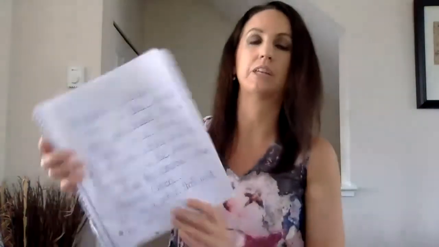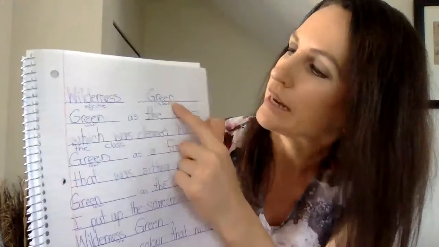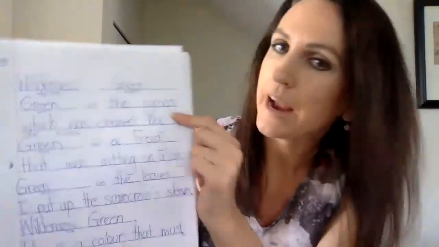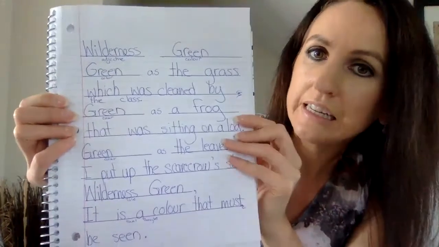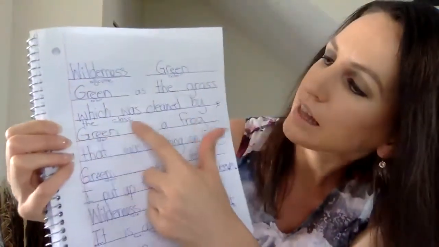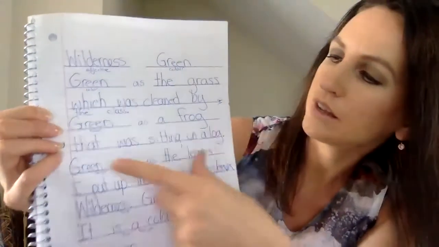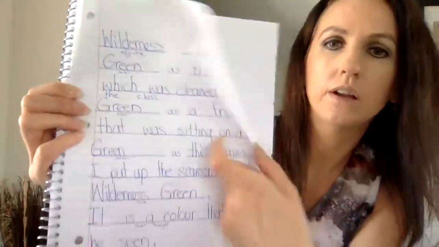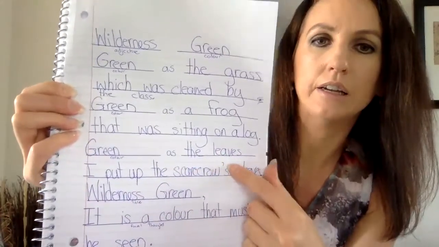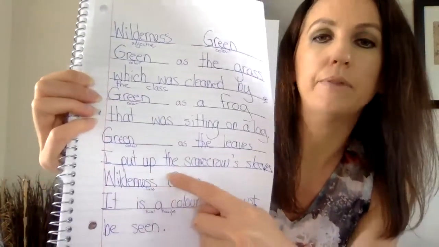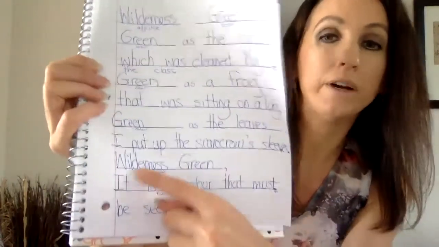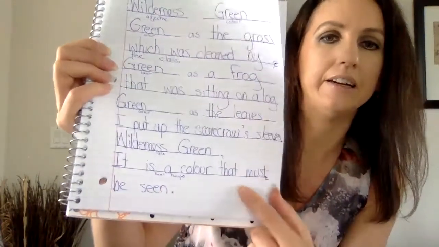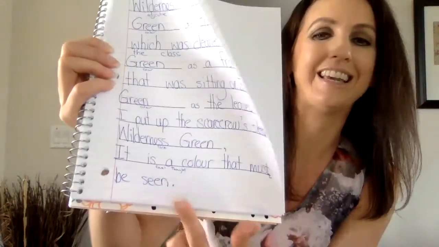I could end with a period or an exclamation mark. So I think I'll leave a period, but let's read through it and see if I need to change anything. Wilderness green, so there's my title. Green as the grass, which was cleaned by the class. Green as a frog that was sitting on a log. Green as the leaves, I put up the scarecrow's sleeves. Wilderness green, it is a color that must be seen. Okay, so that's my color poem.